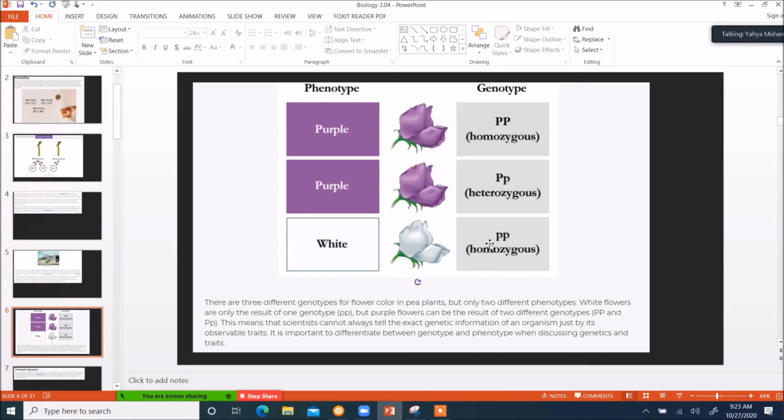Okay, now let's go over here. So, Anas, tell me about this one over here. What does this mean? Lowercase p, homozygous. Tell me about this third one over here. What do you know about this one? It doesn't, because there's no dominant trait. They're both recessive. It's going to stay white.